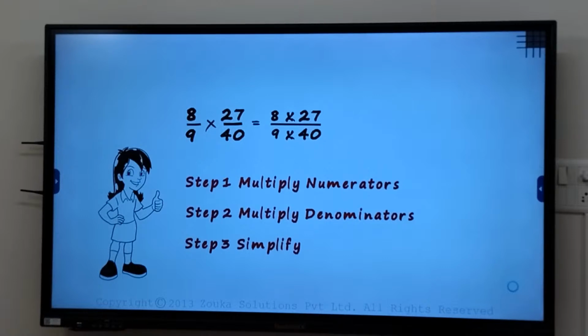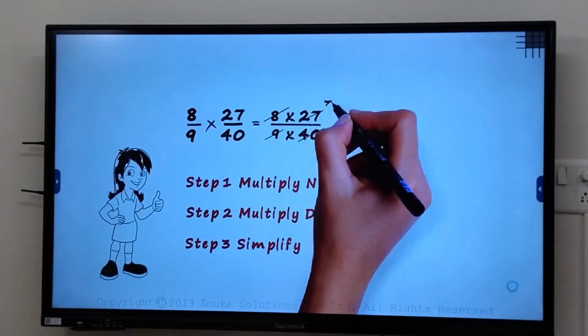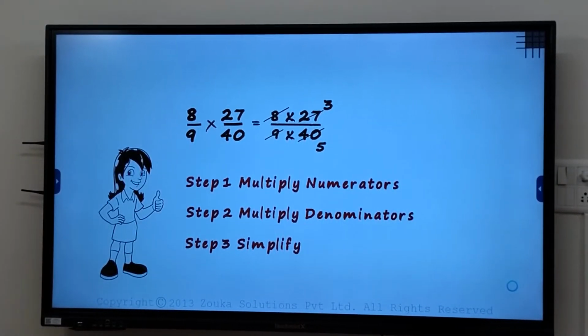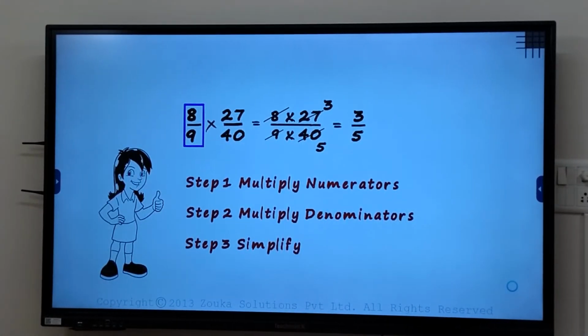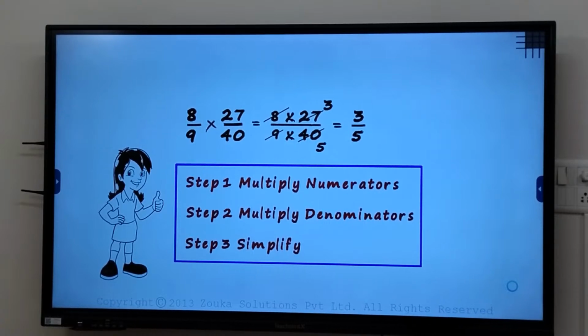Instead, look for common factors first. 8 and 40 have 8 as the common factor. 8 times 5 equals 40. What about the other two numbers? 9 and 27 have 9 as a common factor. 9 times 3 equals 27. So this directly reduces to 3 by 5. So 8 by 9 multiplied by 27 by 40 equals 3 by 5. As we will be using a similar technique to divide fractions as well, make sure you understand multiplication of fractions really well.